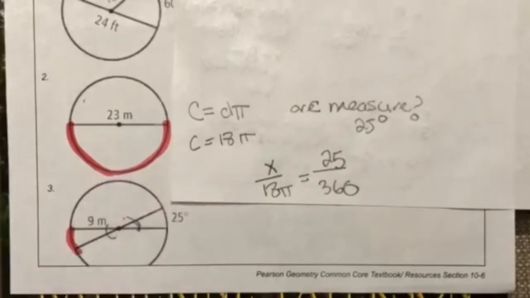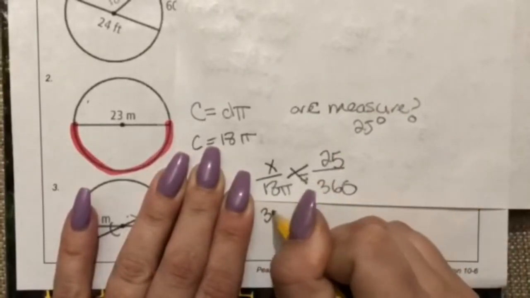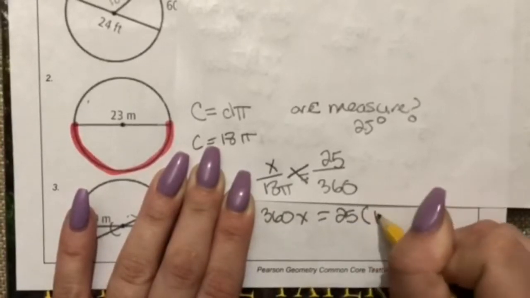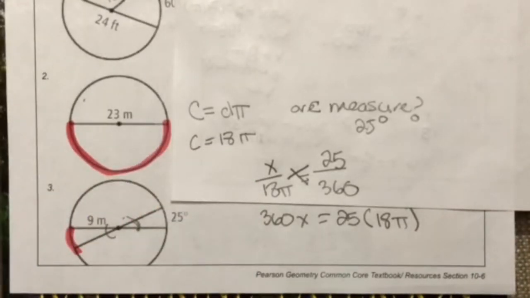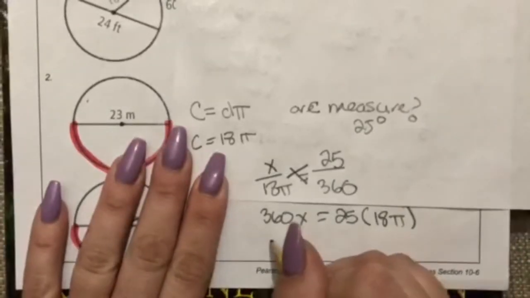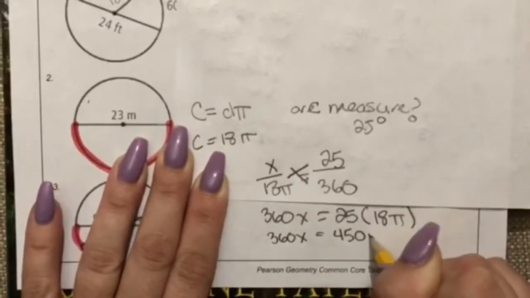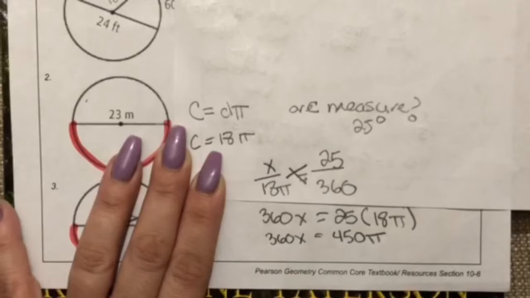Now from here, I am going to simplify and cross multiply as I've been doing. And then I get 25 times 18, which is 450. And the last step to get X by itself is to divide by 360.